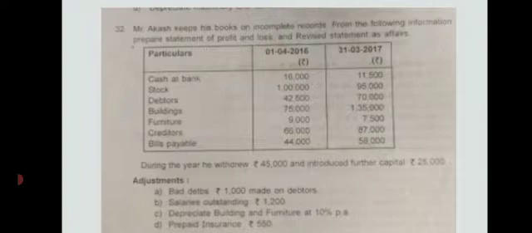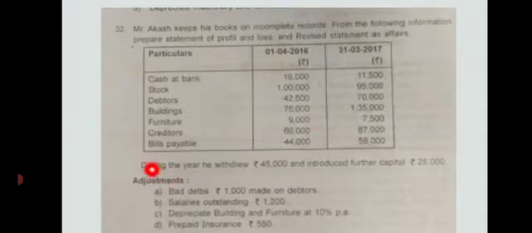Stock 1,95,000. Debtors 42,500 and 70,000. Buildings 75,000 and 1,35,000. Furniture 9,000 and 7,500. Creditors 66,000 and 87,000. Bills payable 44,000 and 58,000. Except creditors and bills payable, all will go to assets. They will appear on the asset side of the combined statement of affairs, and the closing balances will appear in the revised statement of affairs.